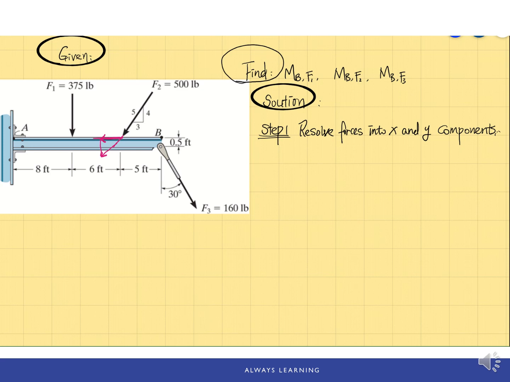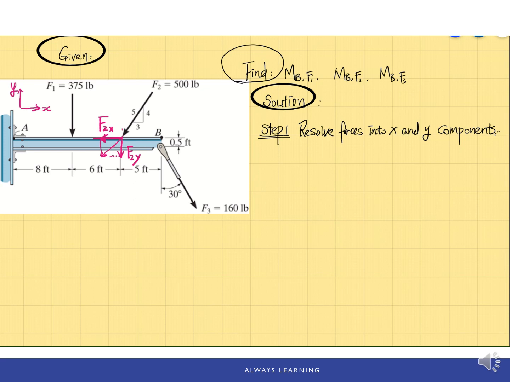Resolve it into a vertical component and horizontal component. So this is F2x, and here's F2y. Again, to remind yourself which direction is x, which direction is y, you can draw this xy coordinate. Horizontal direction is x, and the vertical direction is y.